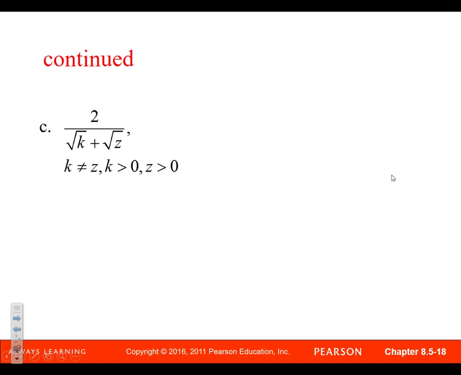Let me just say this real quick. There's some conditions under here, and let me tell you why they're there. K cannot equal Z because if they did, then it would just be 2K, right? 2 radical K, or 2 square root of Z. So that's why that rule is there.